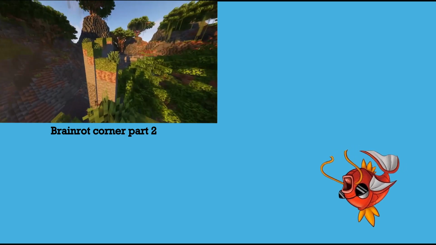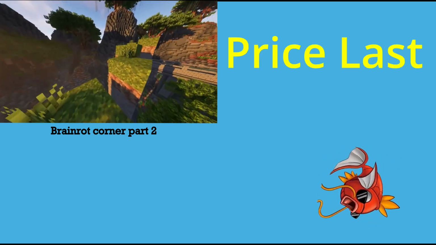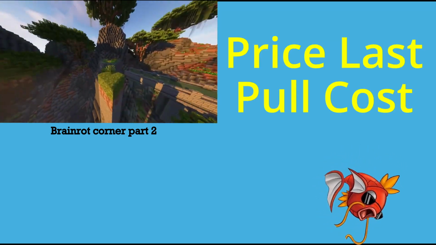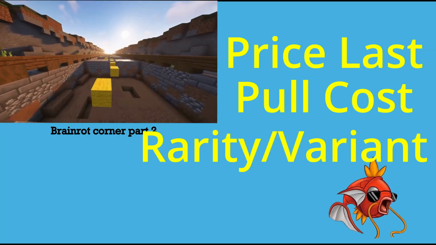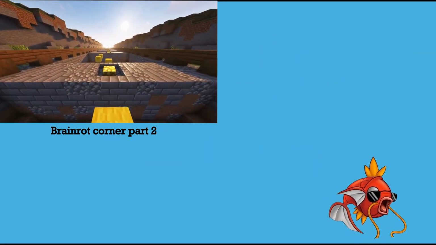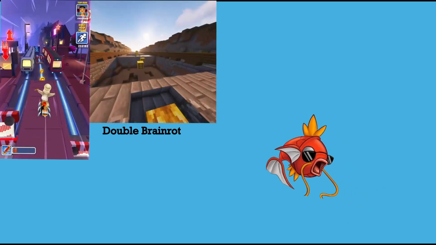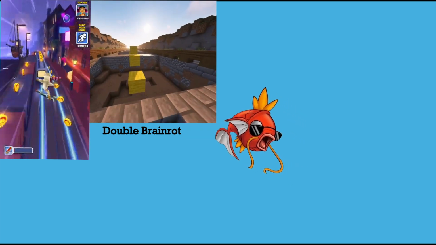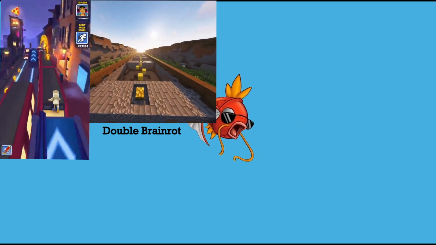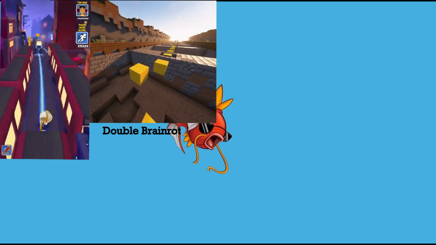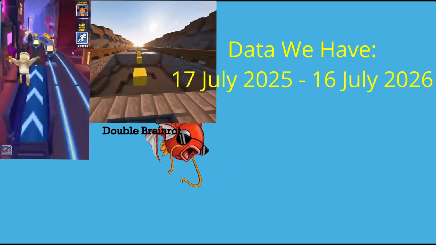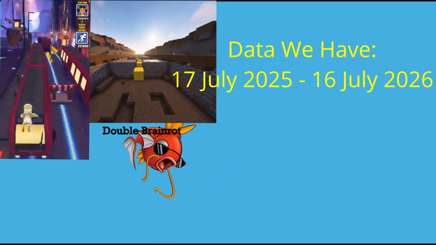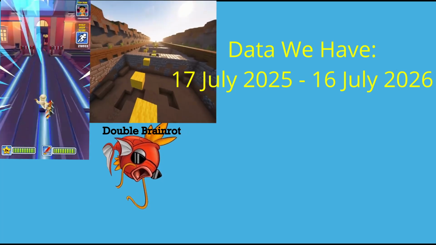So here were the most significant factors: price last, pool cost, and any rarity or variant. But how do we find out if the model is working and what features are important? By a thing called backtesting. Backtesting means checking how your model would have performed in the past, using data it didn't get to see ahead of time.